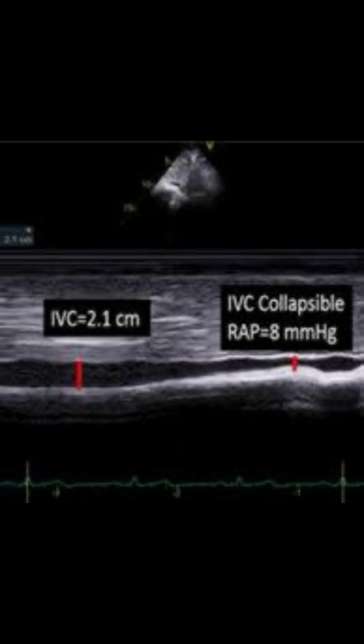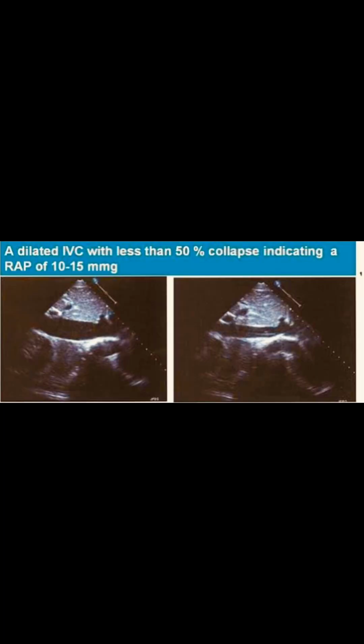A normal IVC is typically small and collapses significantly, greater than 50%, with inspiration, suggesting a low RAP, for example, 3. A dilated, non-collapsing IVC signals elevated RAP, for example, 15 mmHg, indicating high volume status, or, critically, failure of the RV to eject forward, leading to systemic venous congestion.